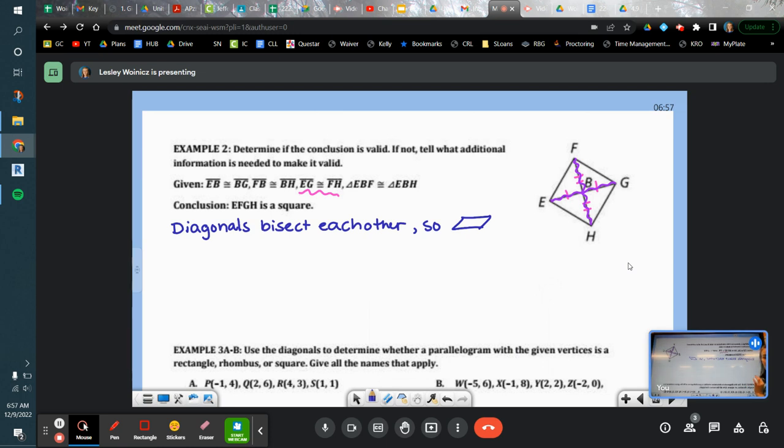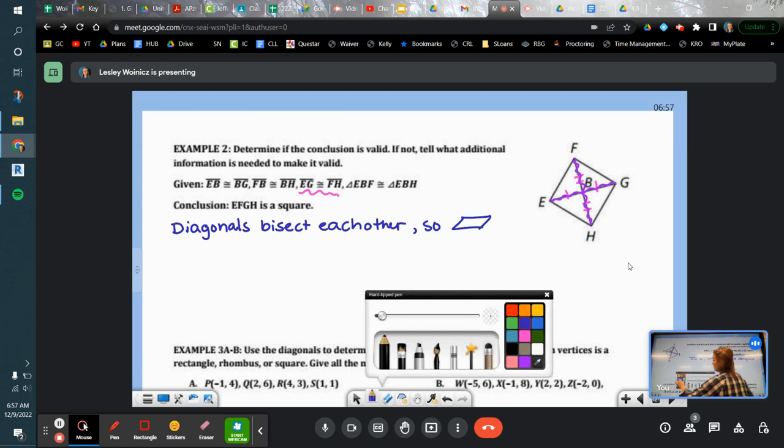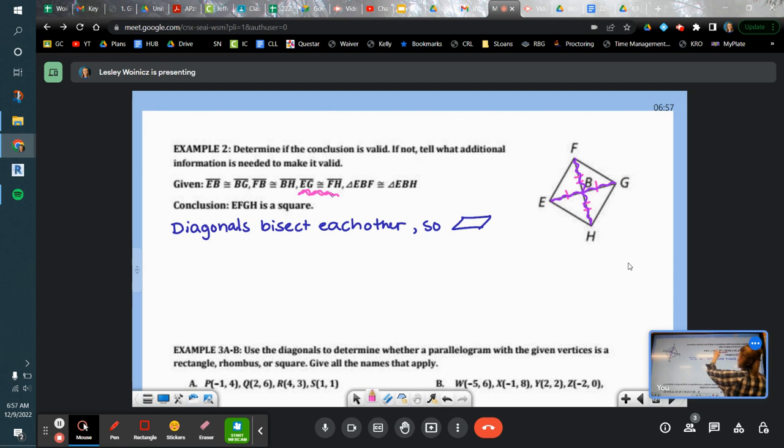Okay, next, the diagonals are congruent. That's this part that I skipped over. You know how I said that we could tell it was a rhombus, but we didn't know if it was a rectangle? It's because I skipped part of the problem. So the diagonals are congruent, so we know it's a rectangle.